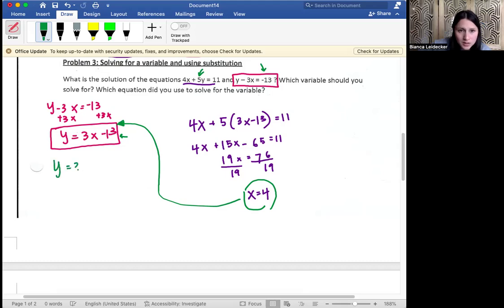So I'm going to write this as 3 times 4 minus 13. 3 times 4 is 12. 12 minus 13 is negative 1. So y equals negative 1. If I wanted to plug it into another equation, I should also get y equals negative 1 for any of these two. But my solution is 4, negative 1.